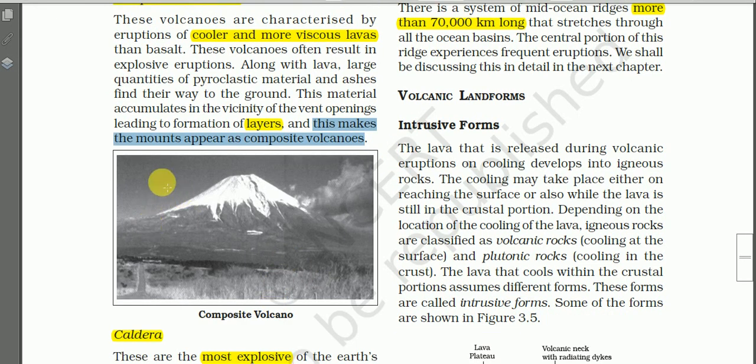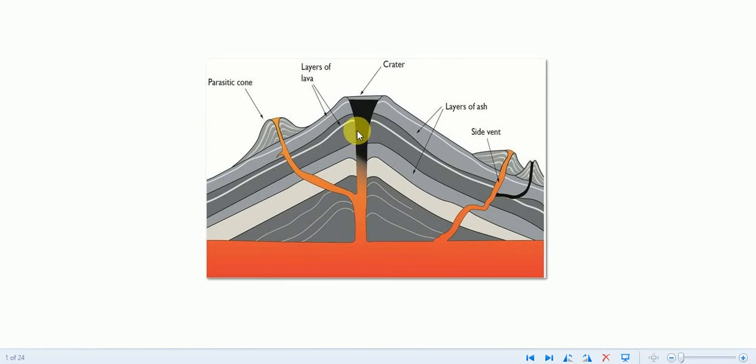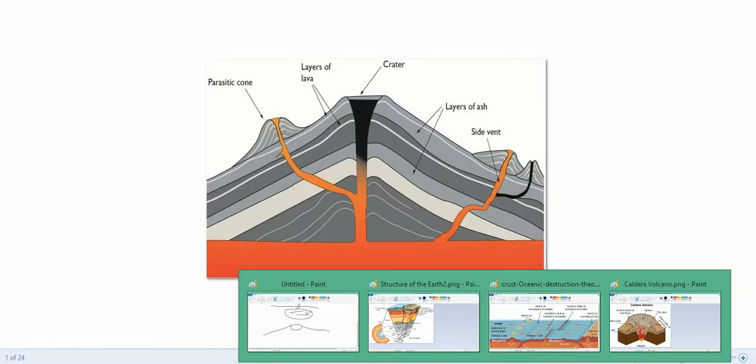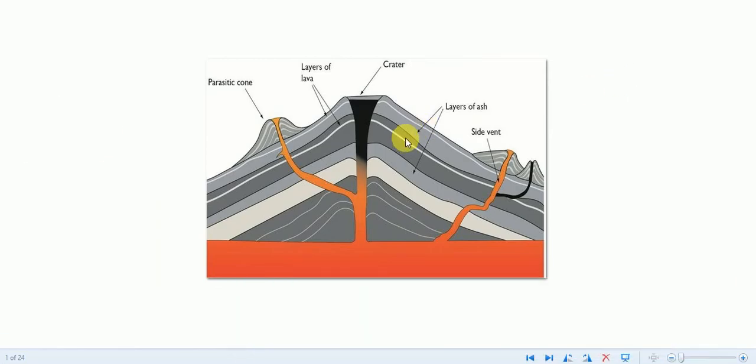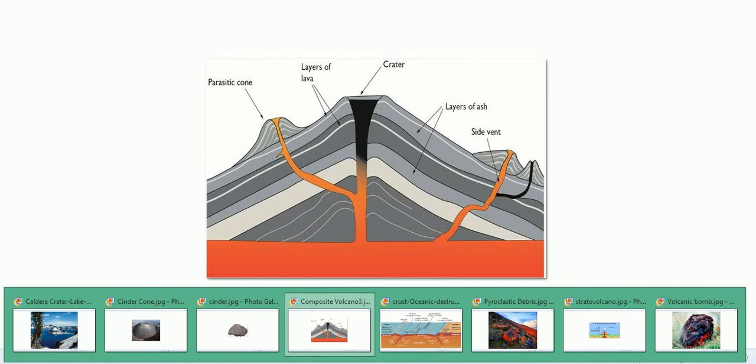So this is a photograph showing a composite volcano, and let me show you a diagram. See here, this is the composite volcano, and here you are seeing layers. You will see a layer of ash and pyroclastic material, and after that a layer of lava. In this way you will find alternate layers of lava and pyroclastic material in composite volcanoes, and you may see multiple holes also. See here, secondary eruption also may be there in the composite volcano. So any question from your side about composite volcano, boys and girls?